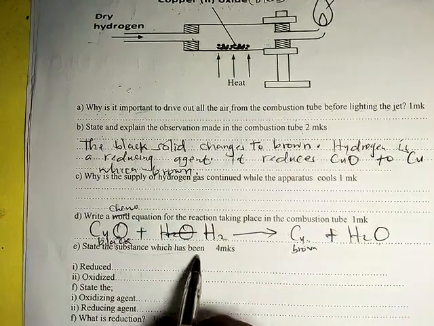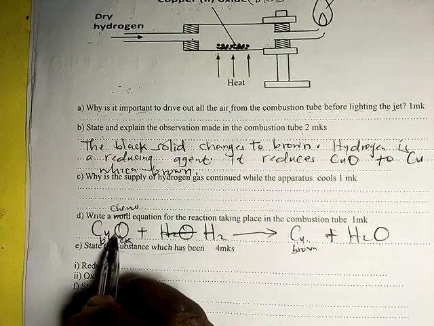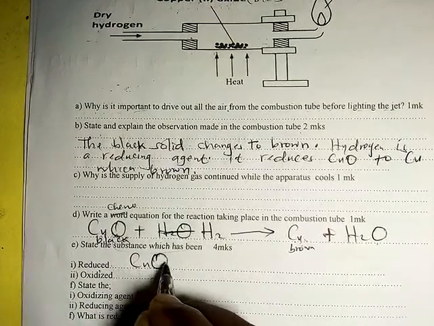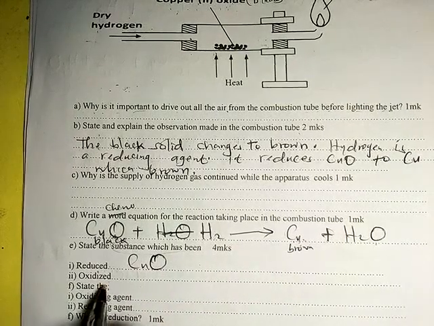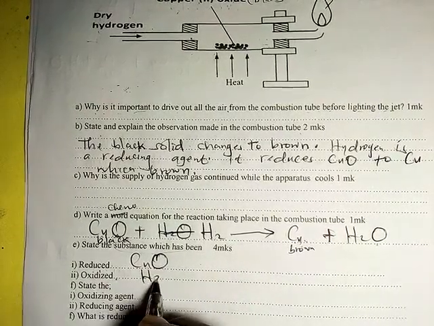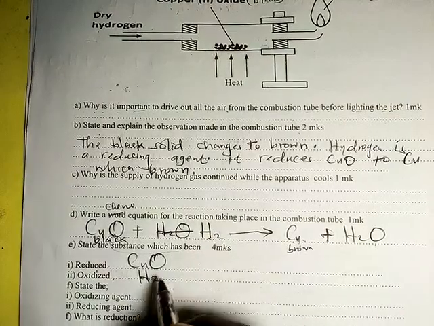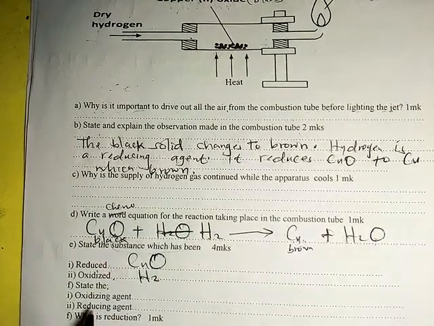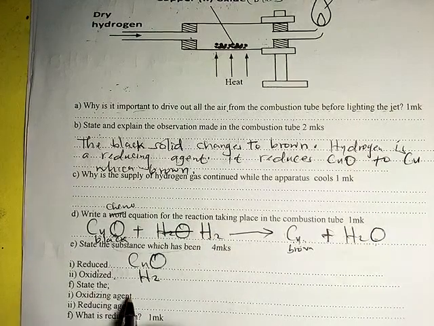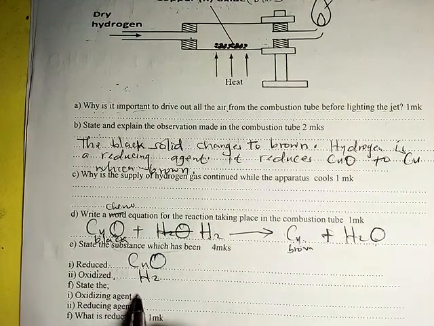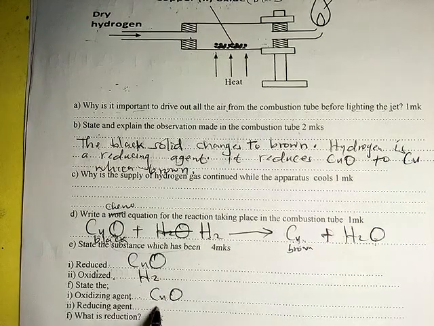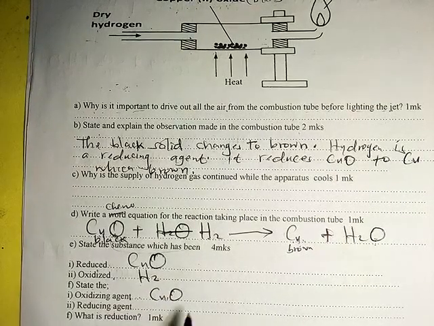State the substance which has been reduced. Copper(II) oxide has been reduced to copper. Hydrogen has been oxidized. It is the one which has been added oxygen to form water. State the oxidizing agent. The oxidizing agent is the compound which provides oxygen. Therefore, copper(II) oxide is the oxidizing agent. Reducing agent, hydrogen.